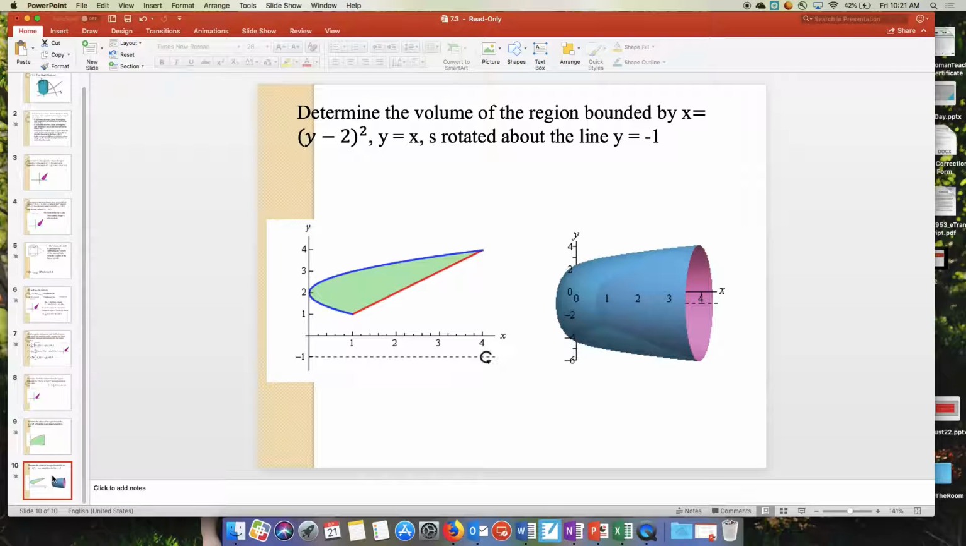Okay, first of all, x equals y minus 2 squared. That is a parabola opening to the right. Why is it shifted up 2?